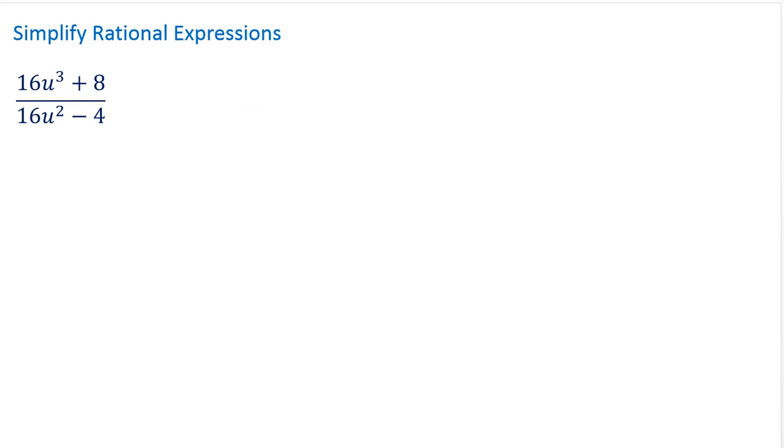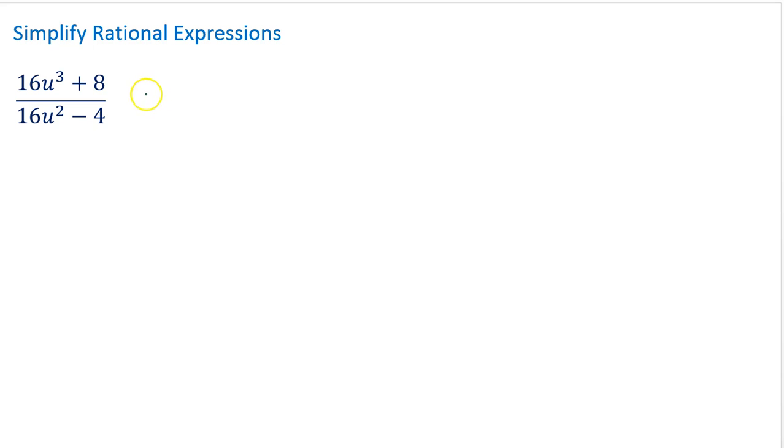So for our second quick example of simplifying rational expressions, again, the temptation is to want to cancel 16u to the third with u squared. You can't do that because of the addition and subtraction. You never can cancel part of addition and subtraction. So the goal is to factor.